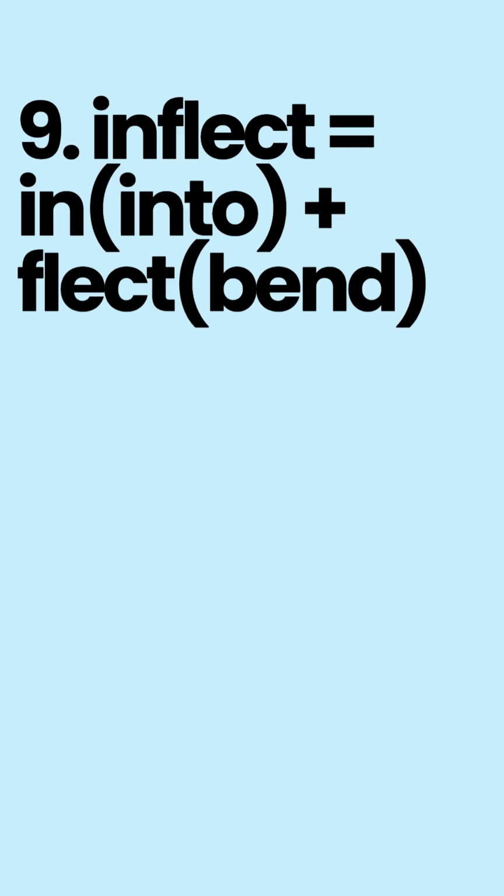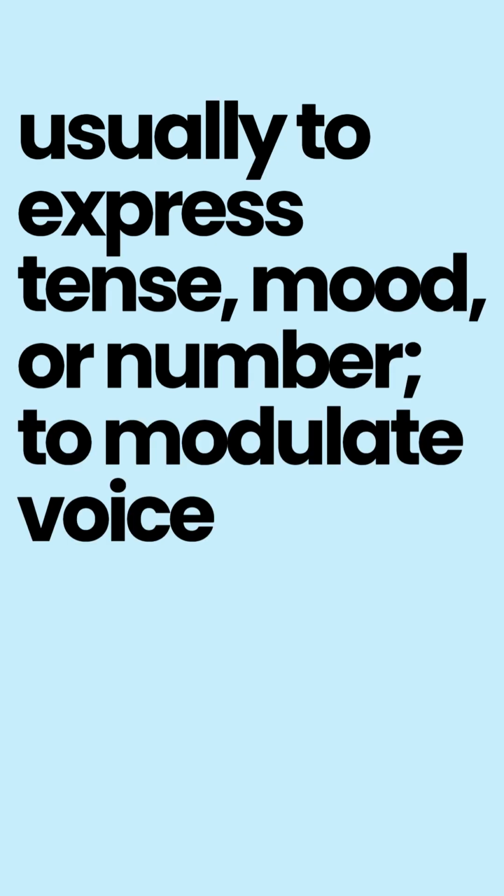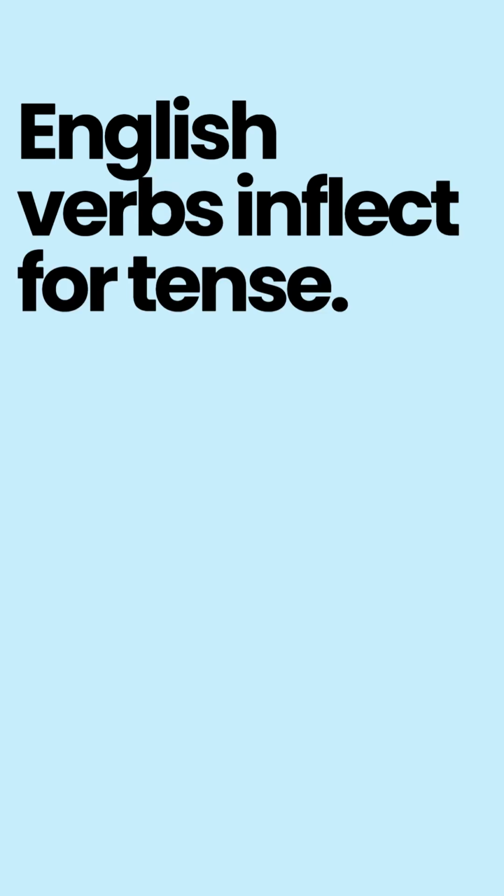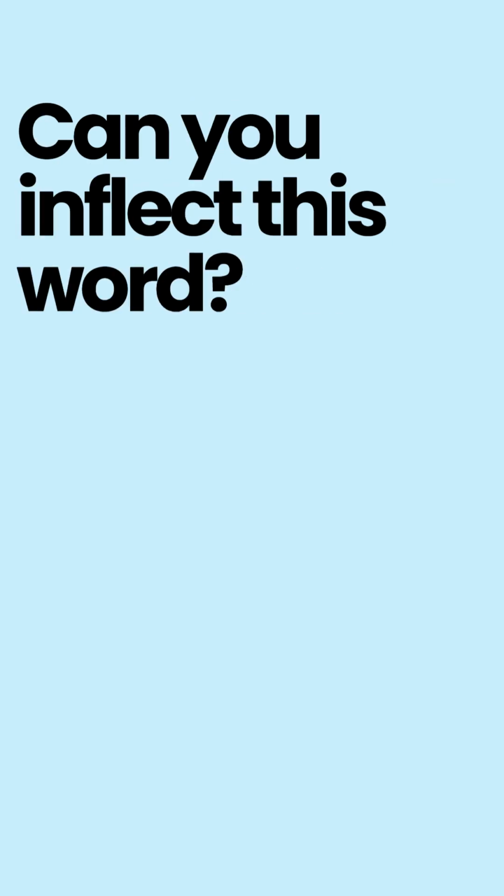9. Inflect. In, into. Flect, bend. Definition: to change the form of a word, usually to express tense, mood, or number, to modulate voice. Example sentences. English verbs inflect for tense. Can you inflect this word? She inflected her voice for emphasis.